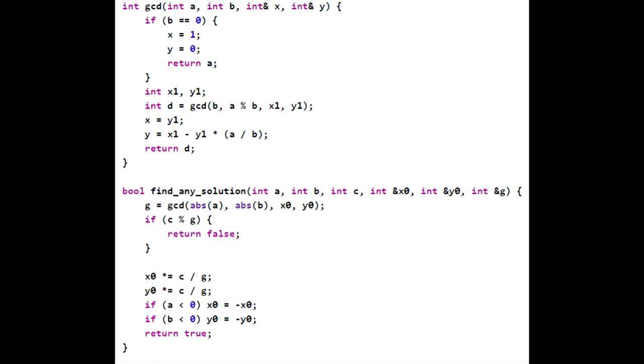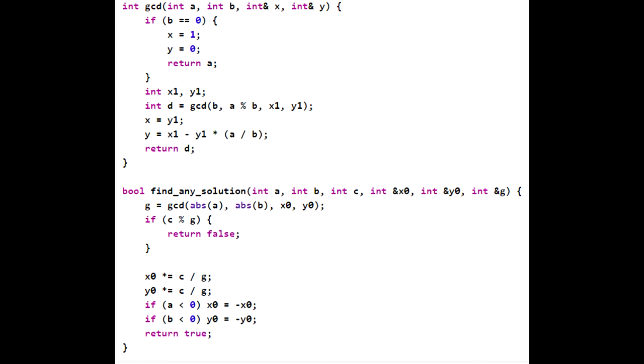Here's the code in C++. The first part is basically the extended Euclidean algorithm, GCD again. That's the first method, and that just gives us the linear combination of x and y, and it gives us the GCD of a and b. The next function is finding any solution, which is exactly what we're going to do. It first calls the extended Euclidean algorithm, GCD, passing in x0 and y0, and the absolute values of a and b. This is going to give us back the greatest common divisor, g. If c is not divisible by g, it's just going to return false, because that means it's not possible.